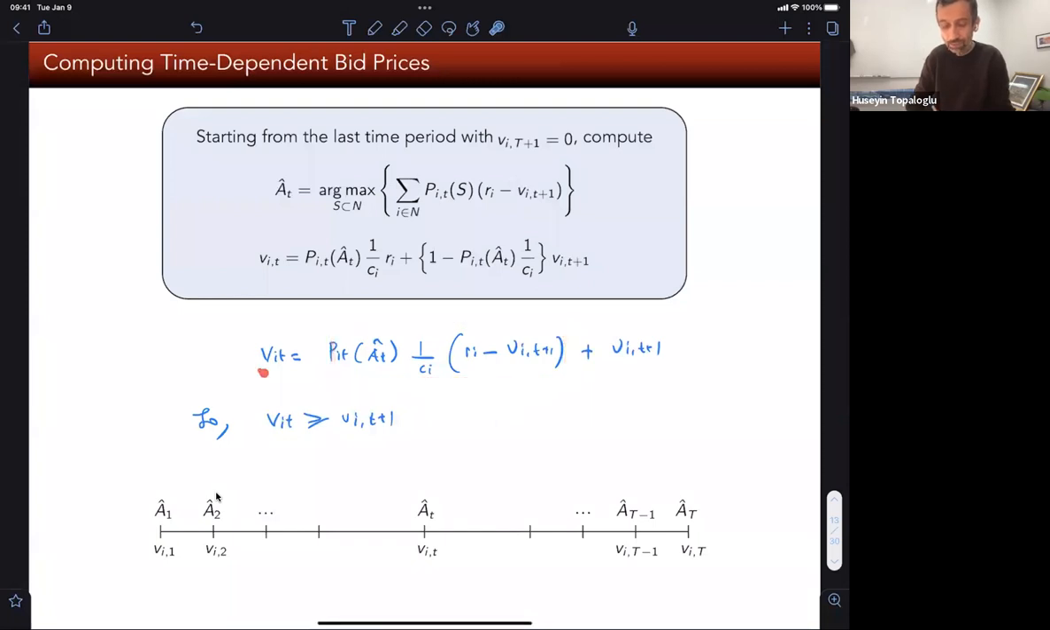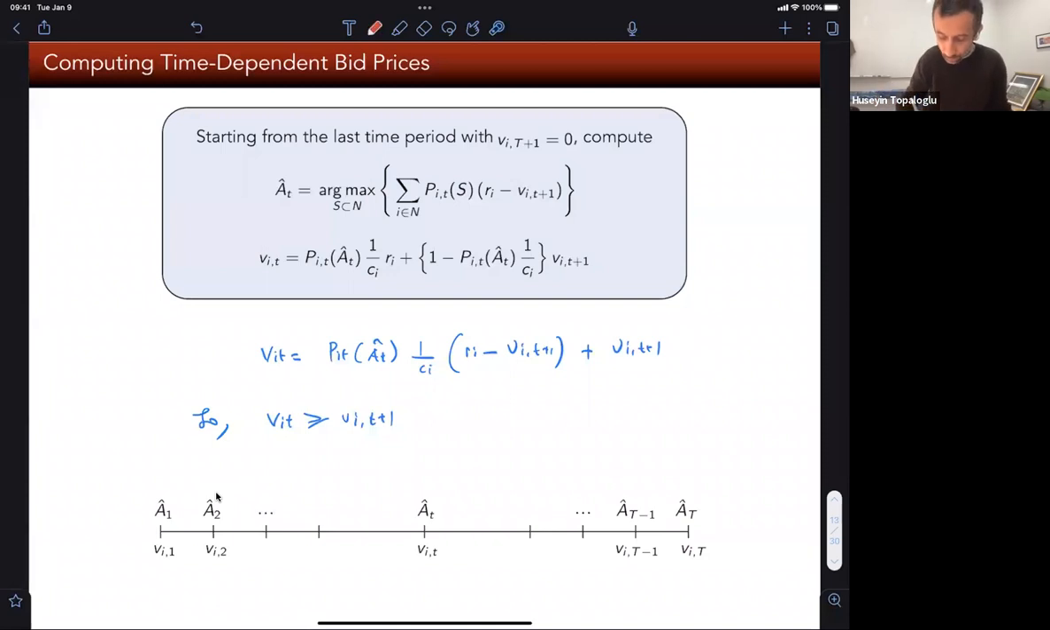That means that V_it is obtained by adding a non-negative term to V_i,t+1. That means that the bid price that we compute at time period t for product i is going to be larger than the bid price that we compute for the same product at the next time period. Because of this assumption, we got this nice intuitive property for our time-dependent bid prices, which says that if you give me product i at time period t versus time period t plus 1, at time period t I'm going to be able to extract larger value for the product. So we got this nice side benefit.